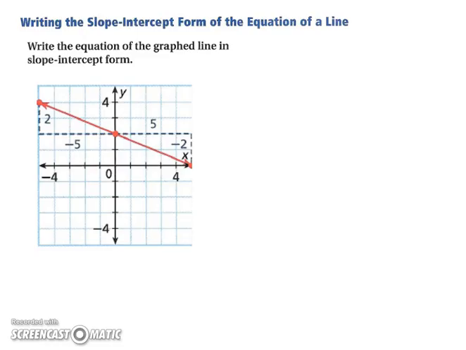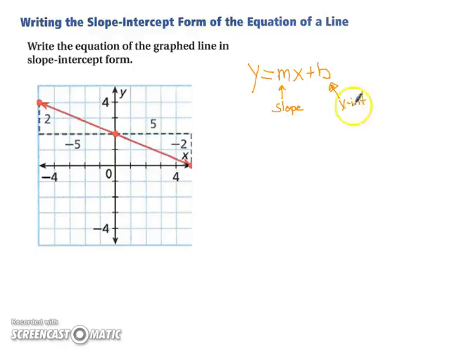Let's start by writing the slope-intercept form of the equation of a line. So, write the equation of the graphed line in slope-intercept form. To recall, slope-intercept form is y equals mx plus b, where m is your slope and b is your y-intercept.